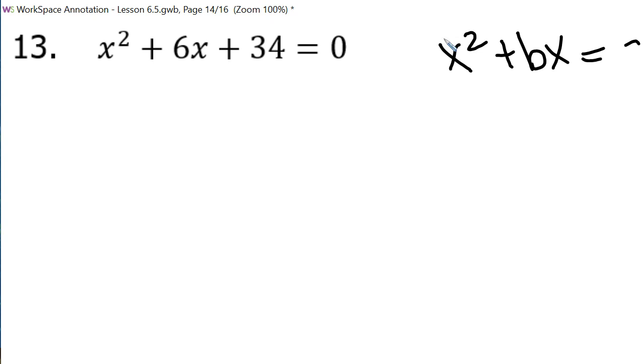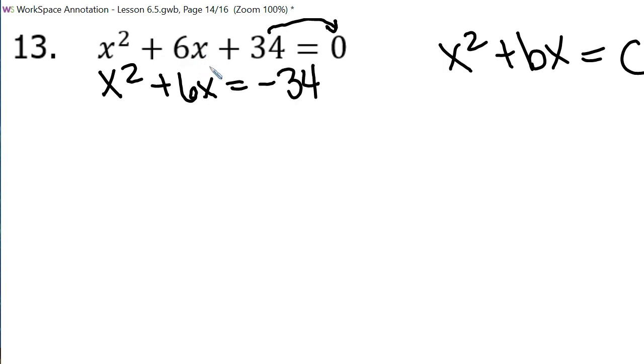So looking at number 13, is this one in the correct format? No. If only the x's should be on the left side, what needs to move? 34. What happens to 34 when I move it to the other side? It becomes -34. So get it in the correct format to complete the square. X is on the left, constant on the right.